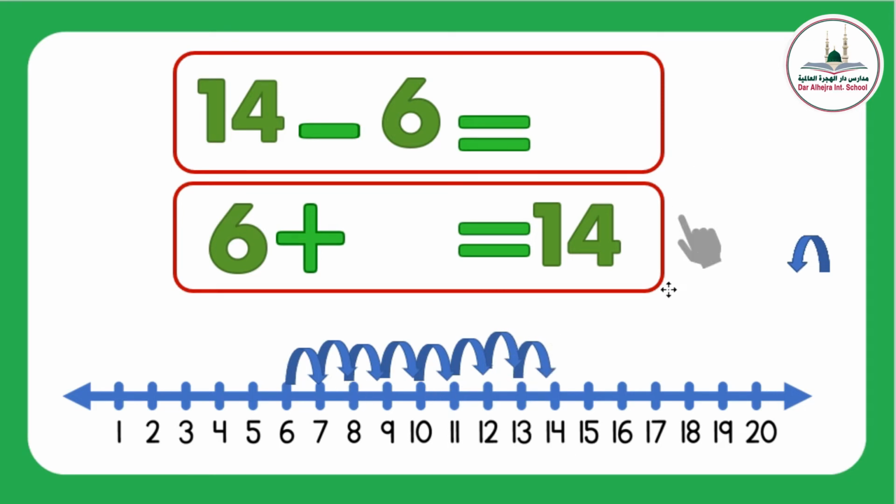Now let's make sure how many jumps I have made. 1, 2, 3, 4, 5, 6, 7, 8. That means 8 is the missing number. 6 plus 8 equals 14.